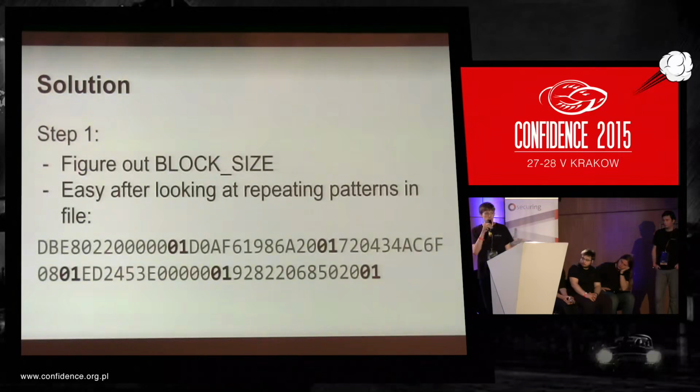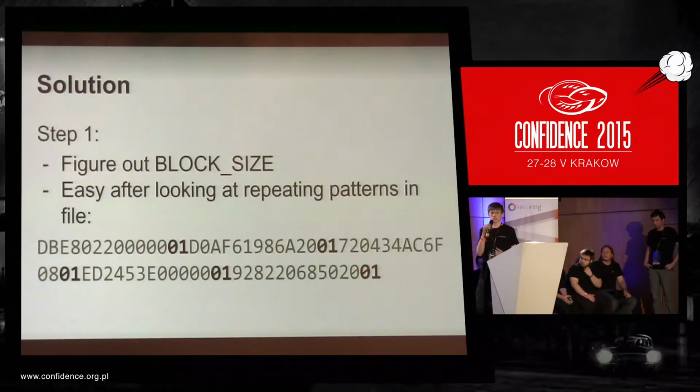You saw the algorithm and the encrypted file. The first step was to find the block size. That was easy, because if you look at the encrypted file, there were a lot of repeating patterns, like a byte which repeated every 7 bytes, because the encryption was poor, especially in the lower bytes.